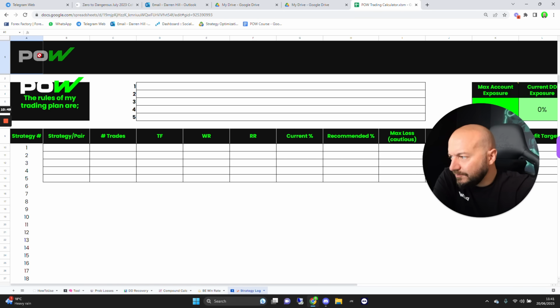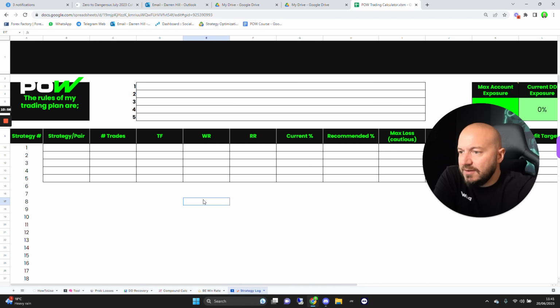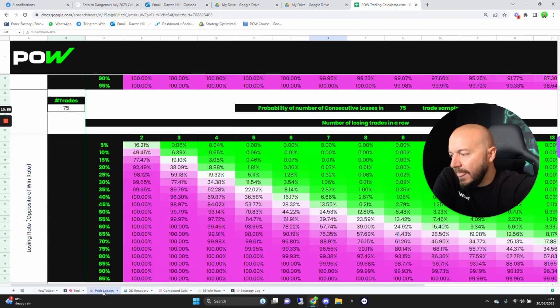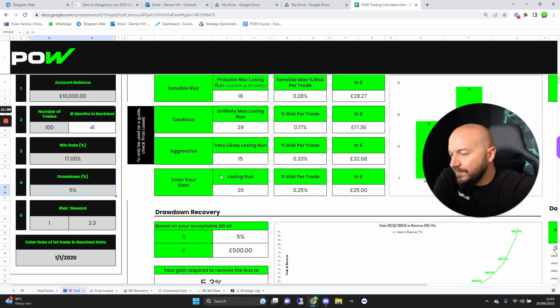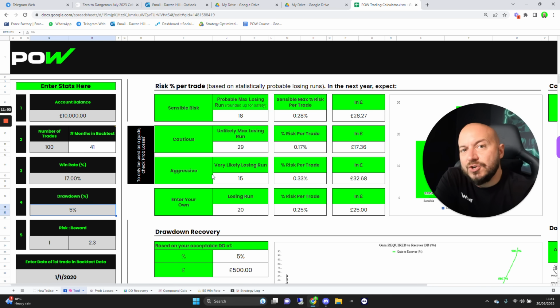Strategy log 2. So you can use this to keep track of your journaling, your pairs, your trading rules, etc., etc. The main thing here is to give you some value over managing your risk more accurately.